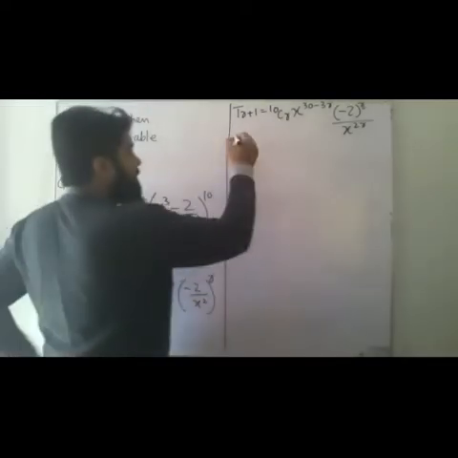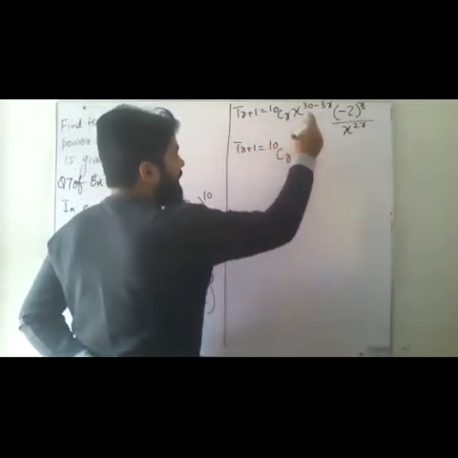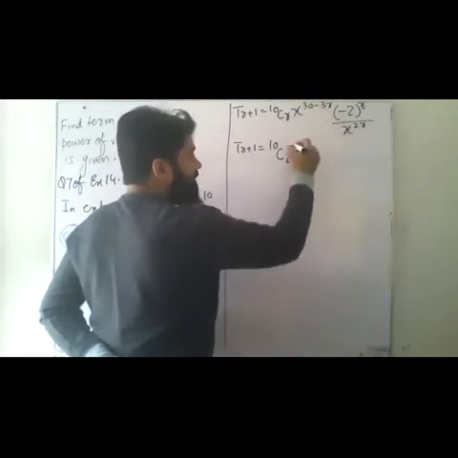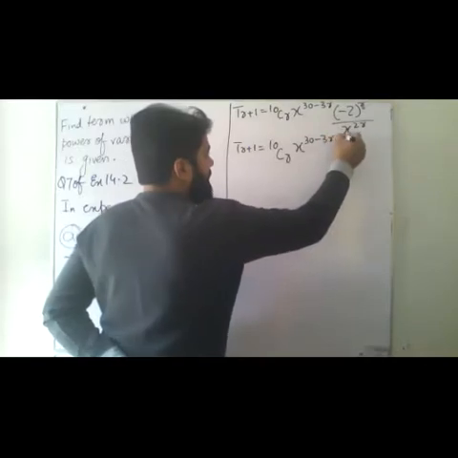What's next? T r plus 1 equals 10Cr. Now, same bases are being divided, power will be subtracted. x to the power 30 minus 3r minus 2r.